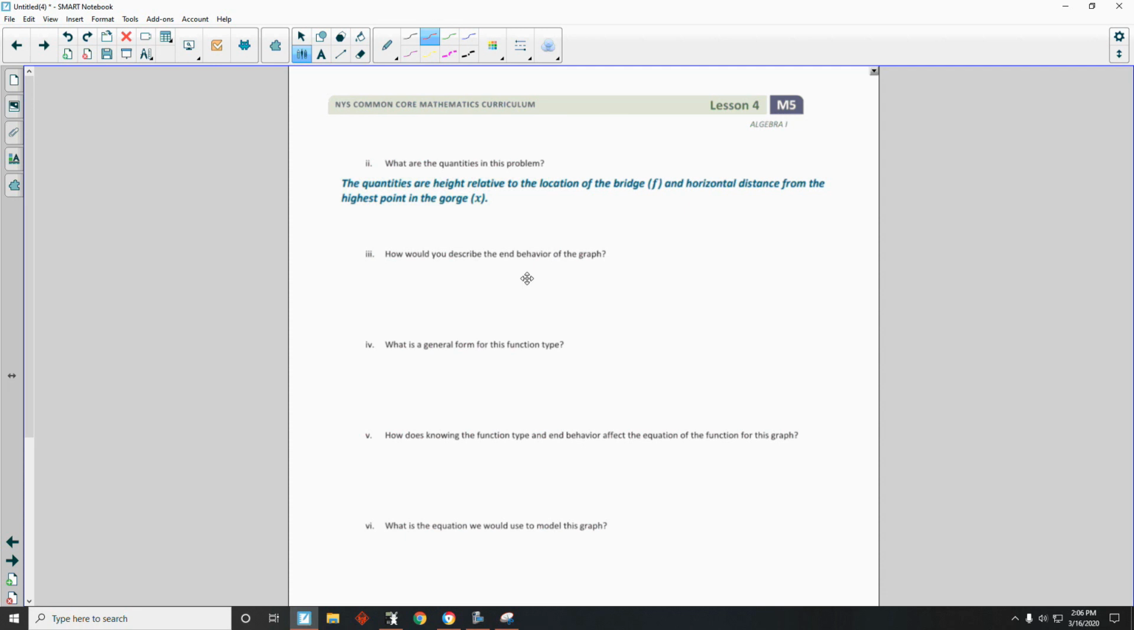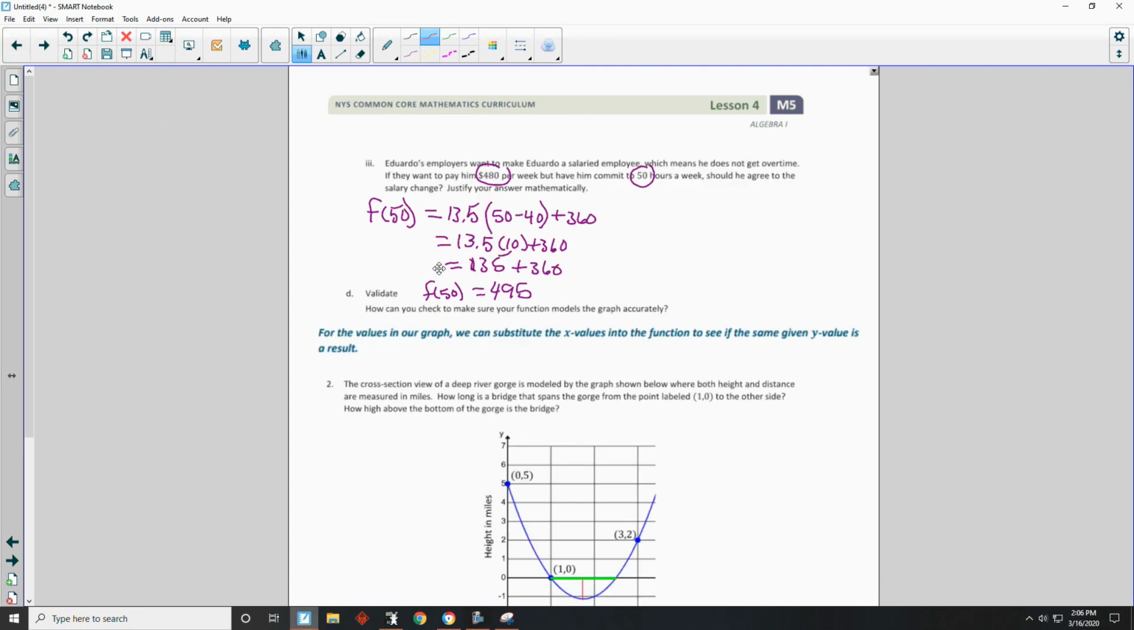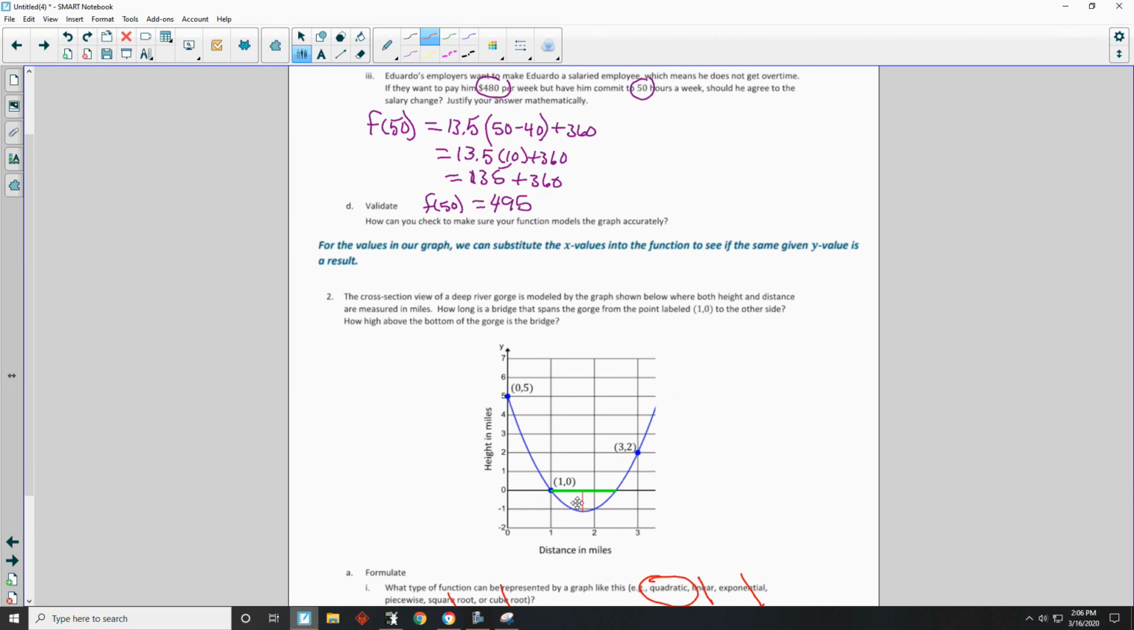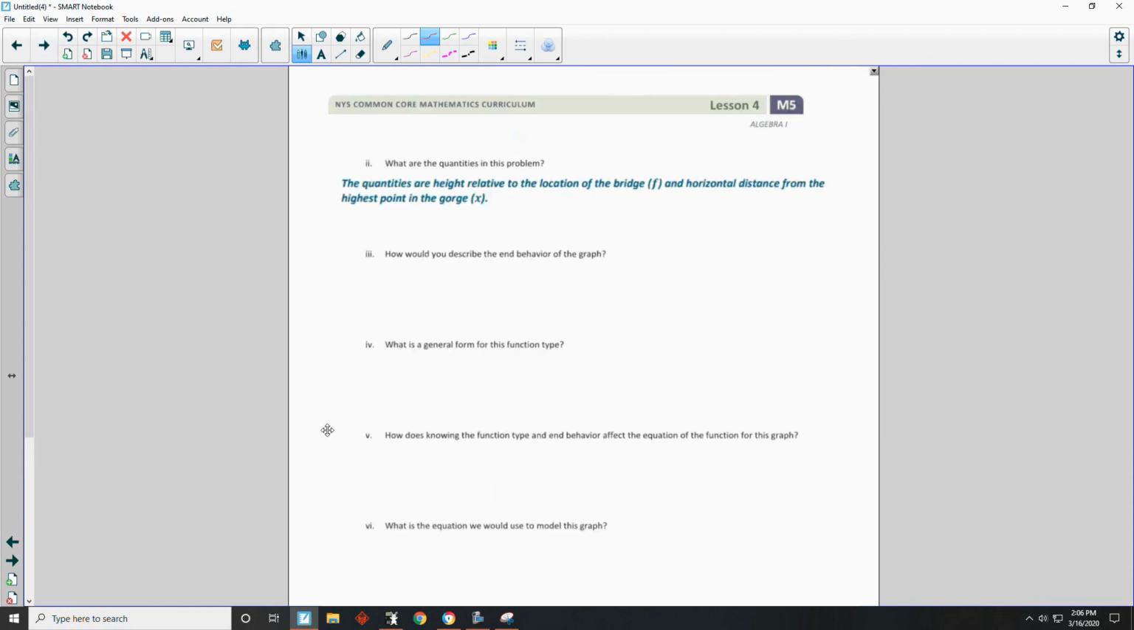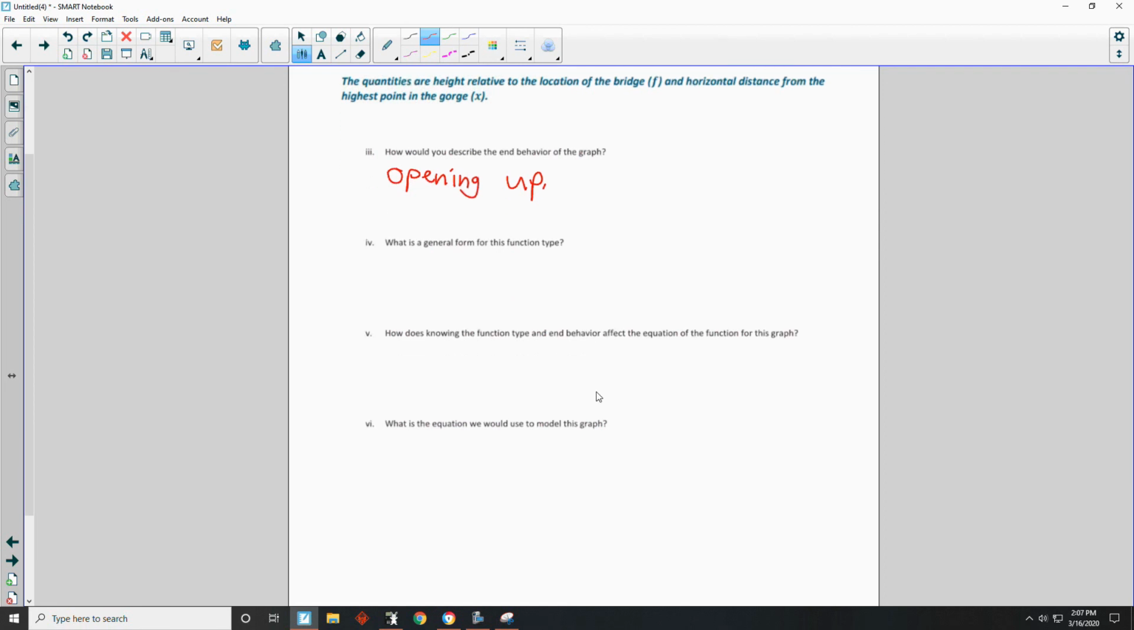Part 3. How would you describe the end behavior of the graph? Okay, so the end behavior of the graph is basically saying it's going up. As we go to the left, the gorge is getting higher. As we go to the right, it's getting higher. So this is opening up. So you could just say that, opening up. Okay, number 4 says, what is the general form of the function type?